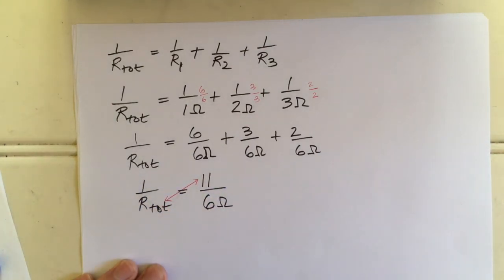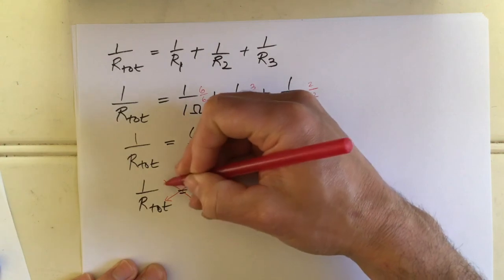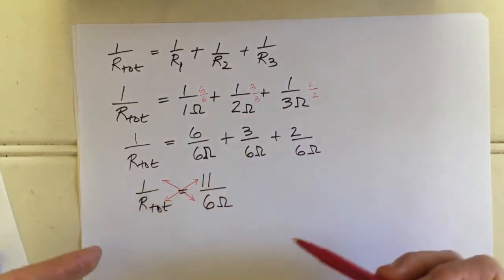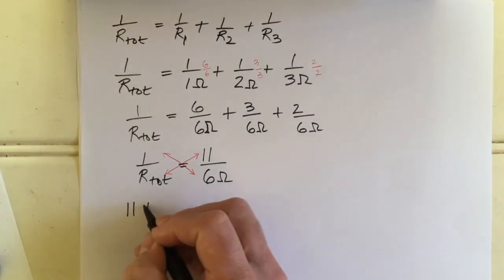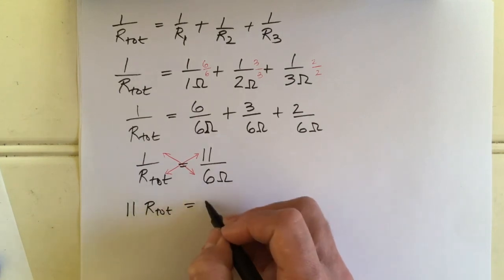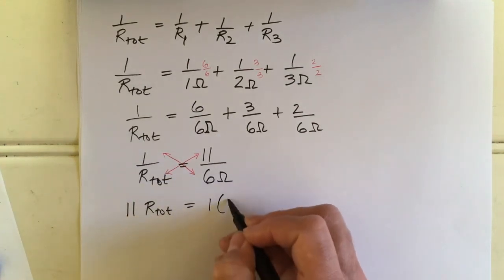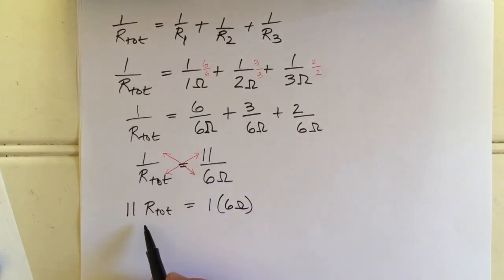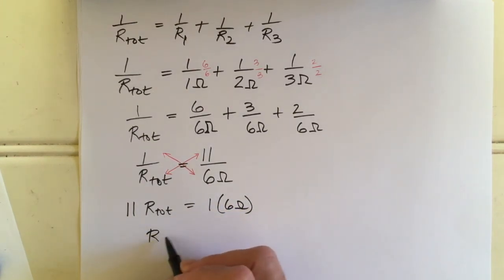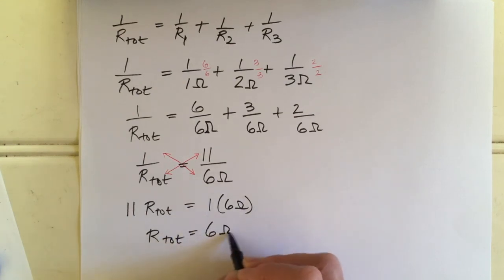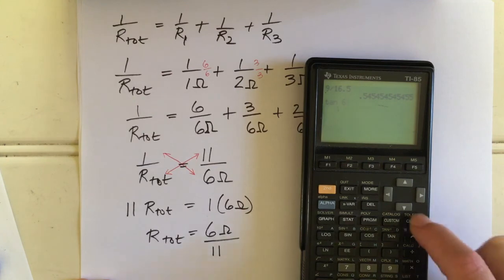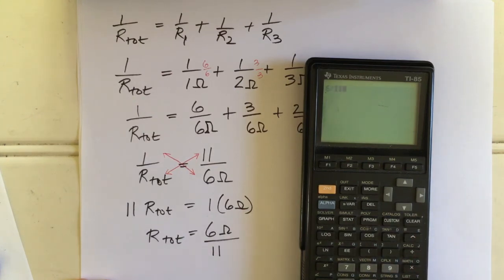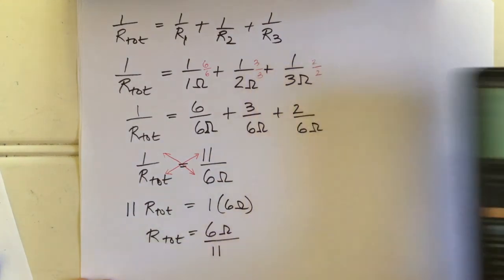But I did say we just flip both sides, and that's really what cross multiplying is going to do, right? It's going to be the same. So maybe I can do that two ways. Let me cross multiply here. So we get 11 times R total is equal to 1 times 6. Divide both sides by 11, right? So we get R total equals 6 ohms over 11. All right, 6 divided by 11. Get my calculator. Ugh, where'd that tangent come from? It's probably when I dropped it. Okay, 6 divided by 11, 0.55. Aha.